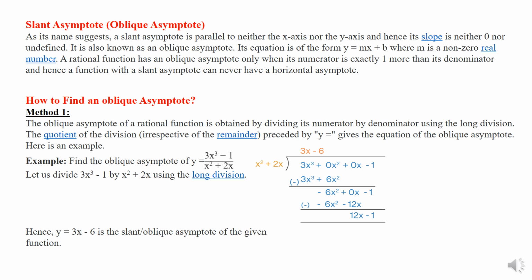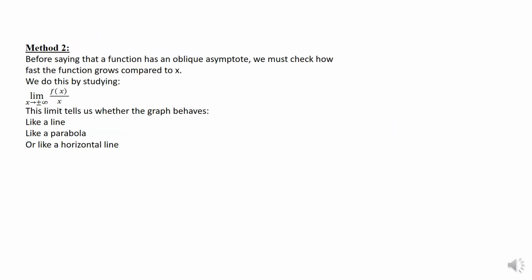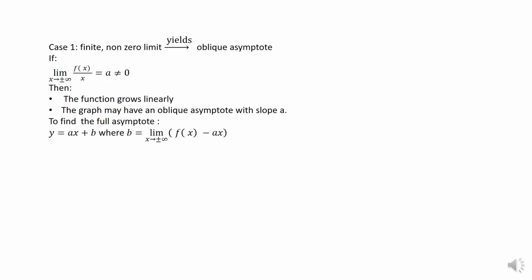Now we have another method. The second method, which we will always use in the exercises to find the oblique asymptote, is by finding the limit of f of x over x as x tends to plus or minus infinity, because this limit will tell us whether the graph behaves like a line, like a parabola, or like a horizontal line. Case 1: if the limit of f of x over x is equal to a finite non-zero limit.